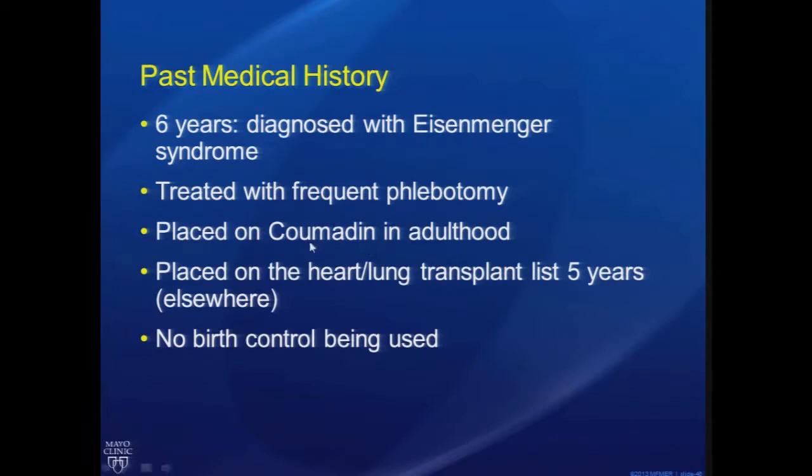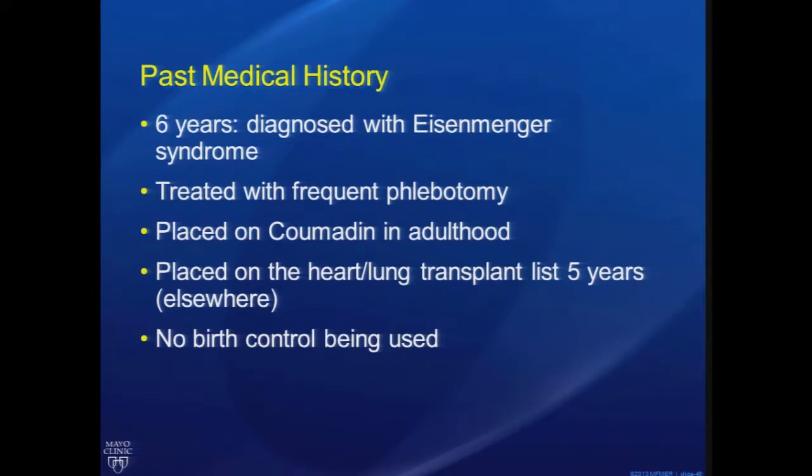She was placed on Coumadin in adulthood because she had pulmonary hypertension. Now, in primary pulmonary hypertension, it is probably a good idea to be on warfarin, but in Eisenmenger syndrome, these patients die from massive hemoptysis often. So you want to be very careful before you put an Eisenmenger patient on Coumadin. You need to have a really good reason for it.